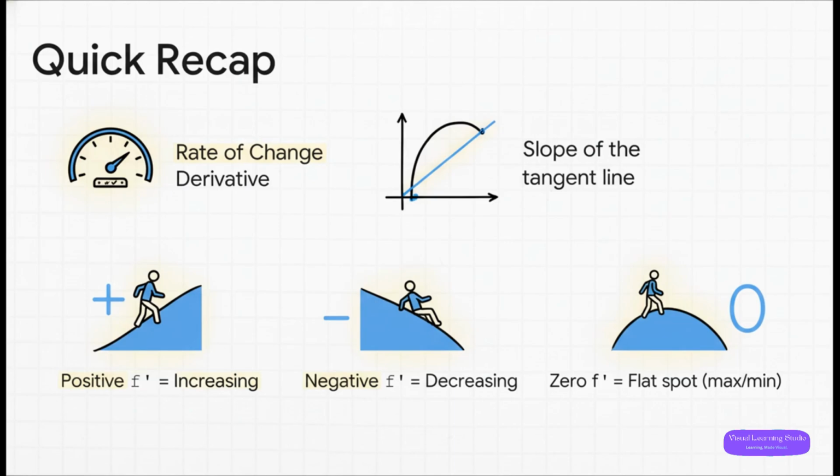Okay, so let's do a super quick recap. A derivative is just an instantaneous rate of change. Think speedometer. Visually, it's nothing more than the slope of the tangent line. If the derivative is positive, the function's going up. If it's negative, the function's going down. And if the derivative is 0, you've hit a flat spot, like the top of a hill.